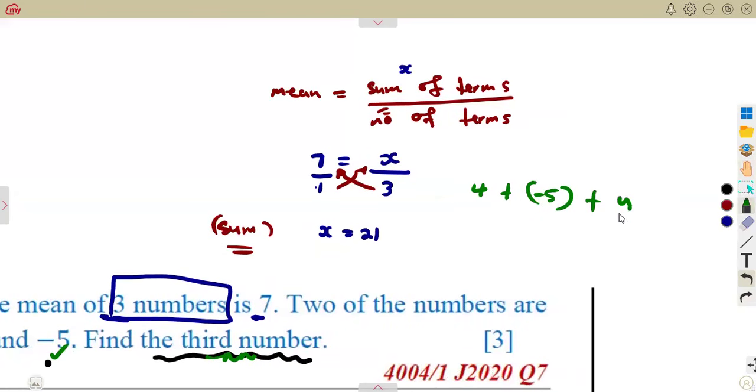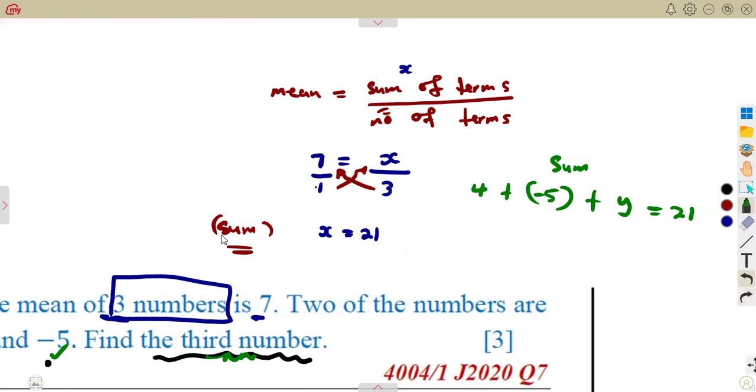So let's say the third number is y. Because we used x, you cannot use another x, guys. Let's just use another. Yes, you can use the x. I'm not saying it's wrong. You can use x, whatever that you understand. So this is the third number, the third term. If I add this, what is it? This is the sum. I must get the sum, which is 21. Remember, x represents the sum. The sum of terms is 21. So this is equal to 21.